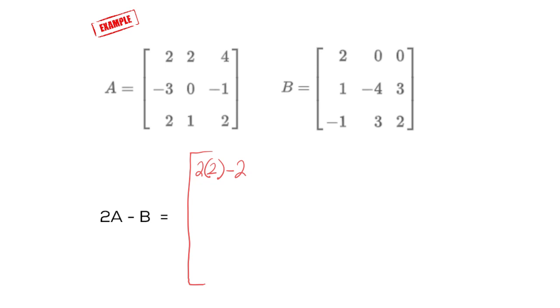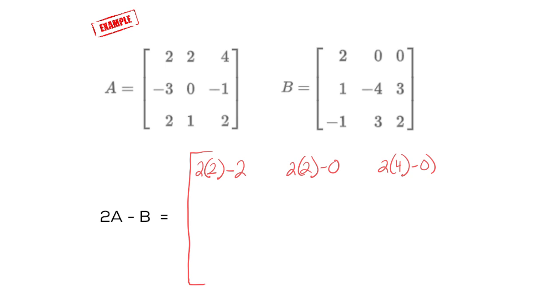Okay, let's do it again. First row, second column, I'd take a 2 times the A element, and then subtract the B element. And then I would do it again, 2 times the A, subtract the B.